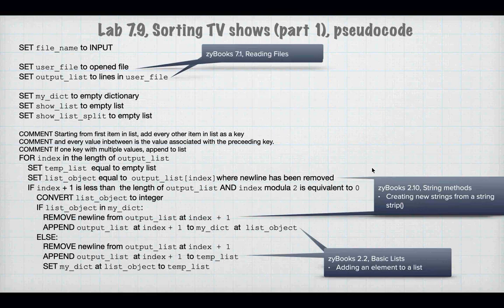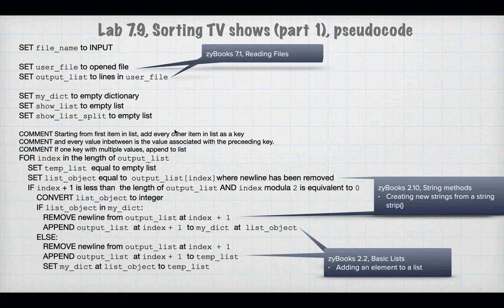Now, 7.9 is almost like a project. You kind of got to treat it like a project, so you want to break it down into pieces. And even if you have to do this in PyCharm and then put it back in ZyBooks and check it, I would suggest doing that, because this is a lot of code to write at one sitting without checking it. So I'm going to have a file name that's input. I'm going to set my user file to opening that file. So basically I'm going to open the file and read from the file. I'm going to create an empty dictionary. I'm going to create a show list and a split show list. So those are three empty things that I need to do.